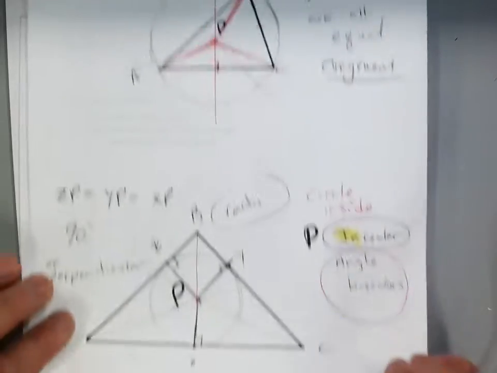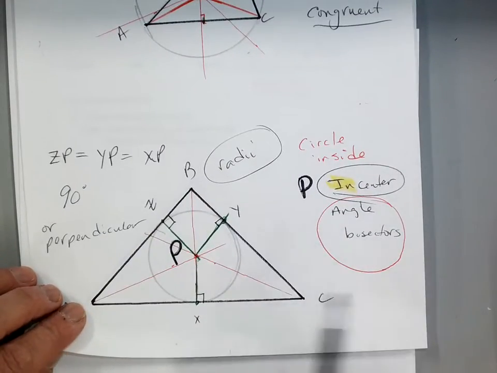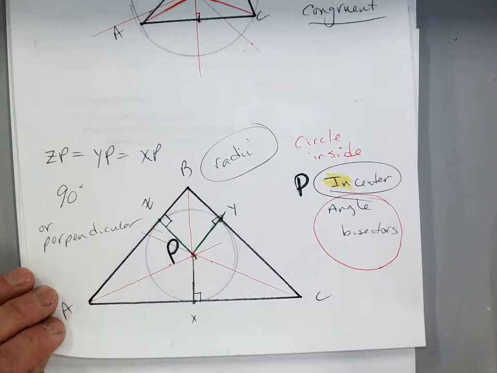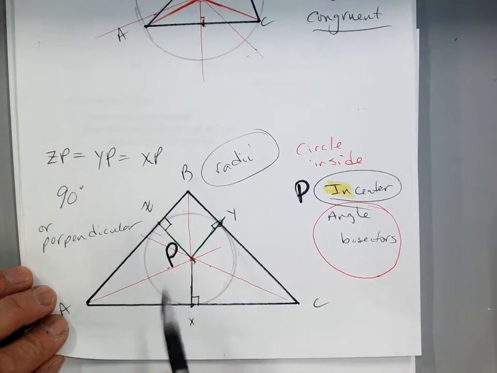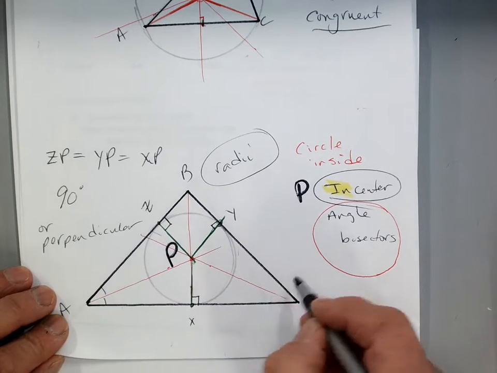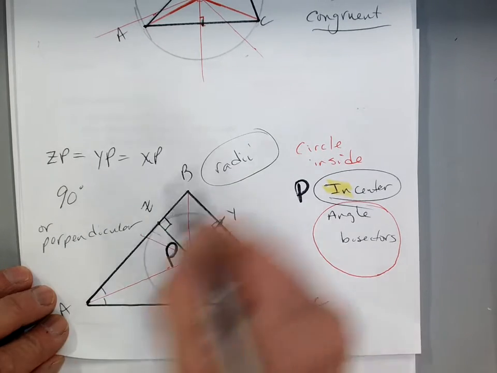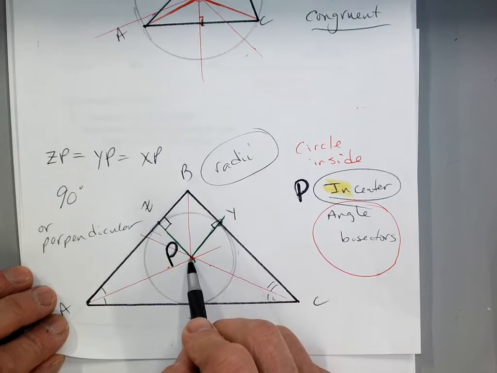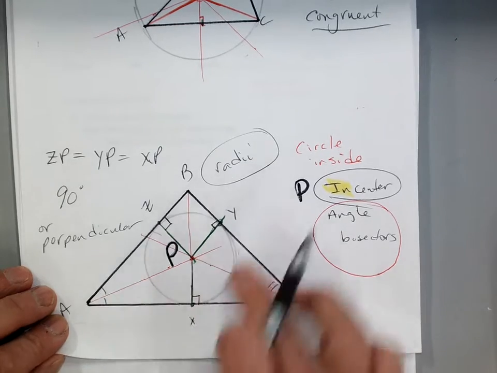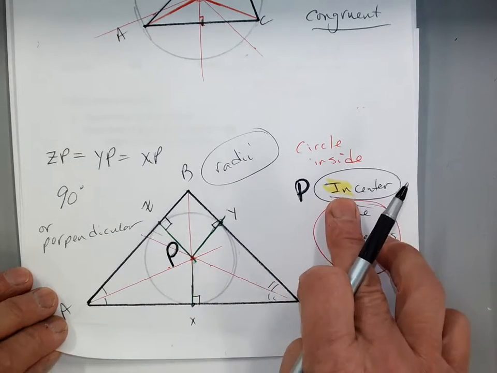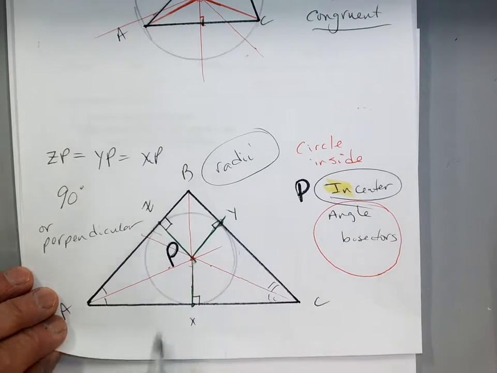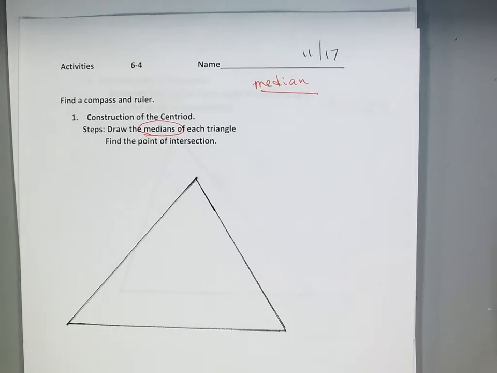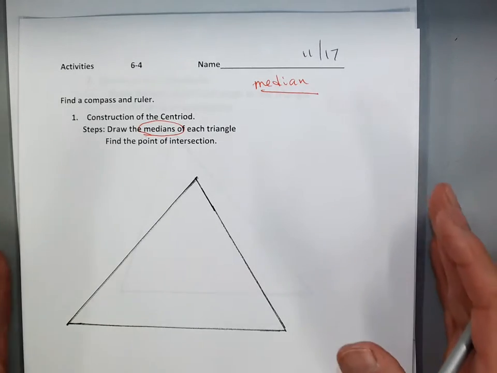And then we also looked at yesterday an in-center where the circle was on the inside. I used all of these angle bisectors, so that this angle is equal to that angle, this piece is equal to that piece. And when we did all those, we came to a center point called the in-center, and then we were drawing a circle on the inside of the triangle. All the radii are equal and perpendicular, and that was our lesson yesterday. But today is different. Same kind of thing, but with different words.